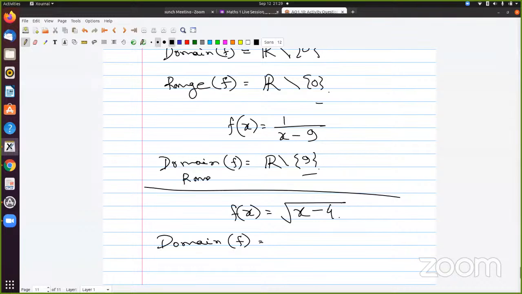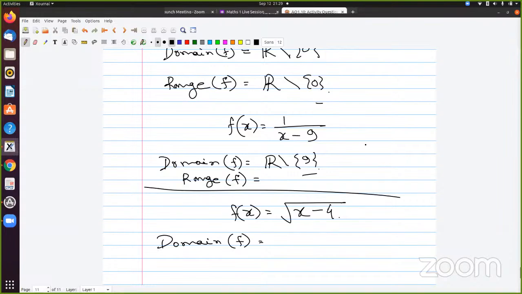So what was the range of the earlier example? All real numbers except 0. And what was the range for the earlier example, just tell me? Same as the domain? No, sir. Only real numbers, all real numbers except 0. For the square root, we can't take negative, so we get any positive real number, greater than or equal to 0.